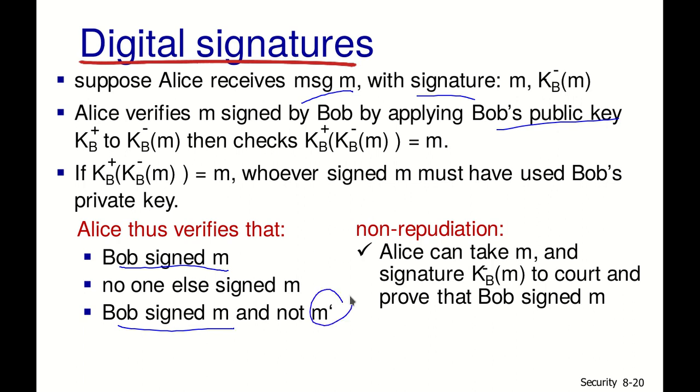All right, and there is one more security property, which is called non-repudiation. So in case of, let's say, a criminal case, if there is any fraud or something like this, Alice can take the message M as well as the signature to the court as digital proof, that can be used in the court.